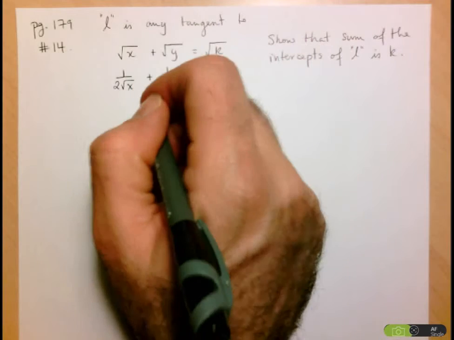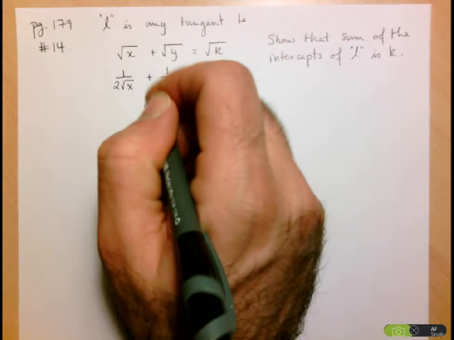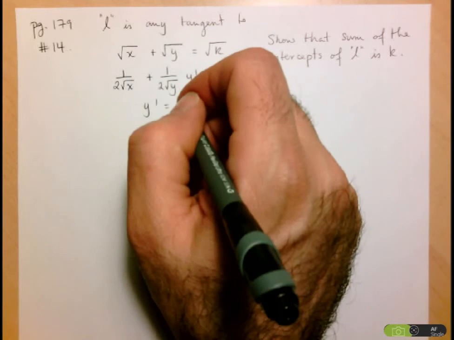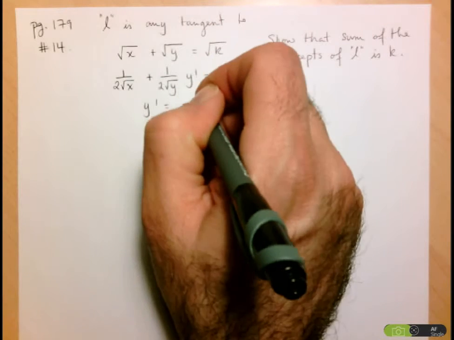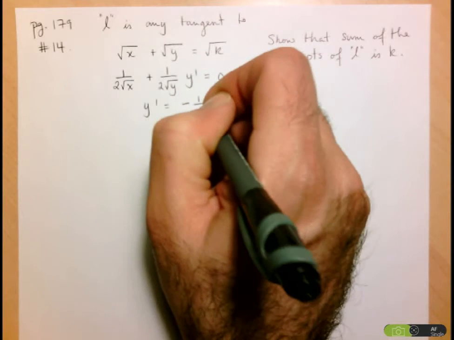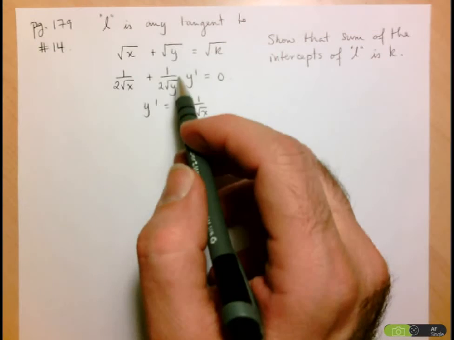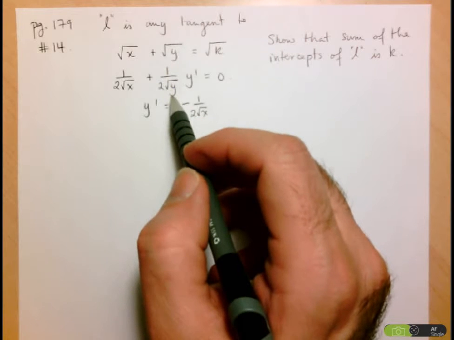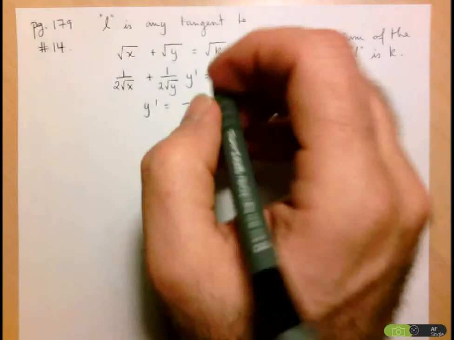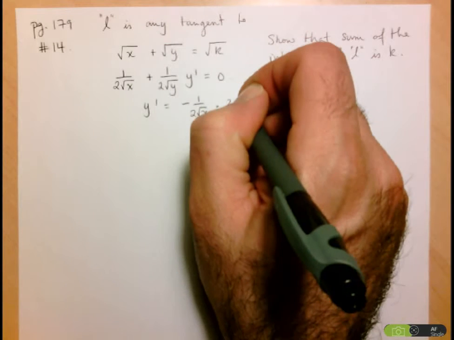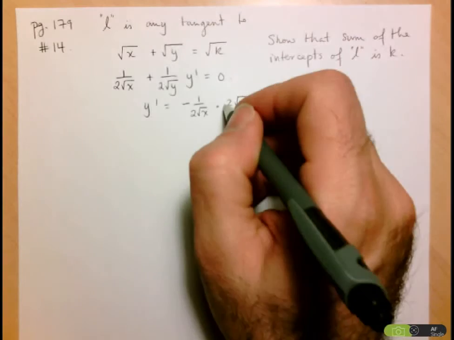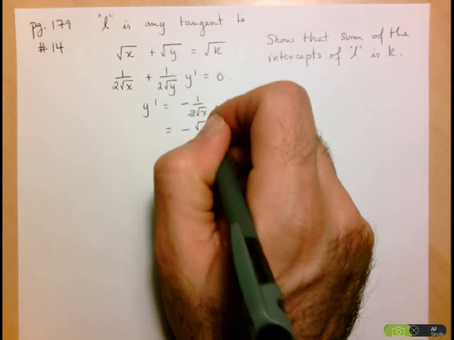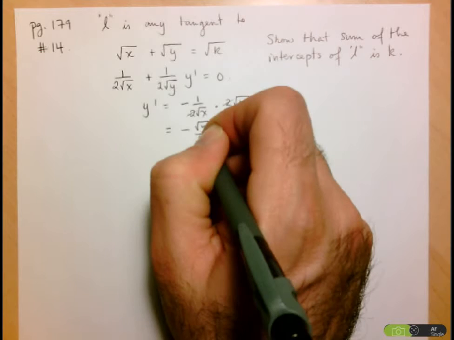Okay, so now let's isolate y prime. So we'll bring the 1 over 2 root x to the other side, so it becomes negative 1 over 2 root x. Okay, and here we'll divide both sides by 1 over 2 root y, but that's the same as multiplying by 2 root y. So multiply this by 2 root y. Okay, 2's cancel out, so what we have left here is negative root y over root x.